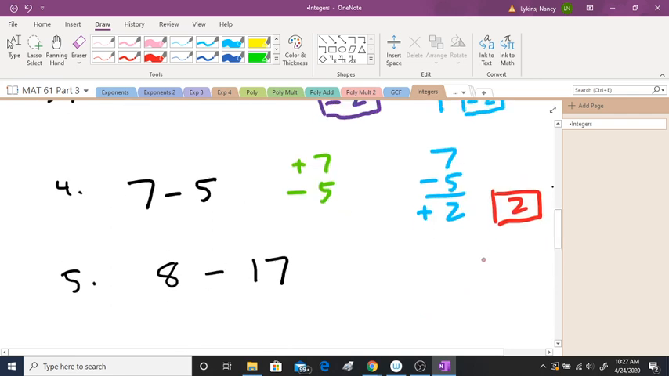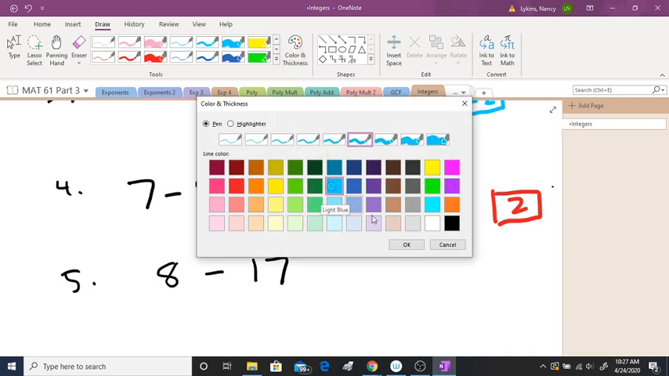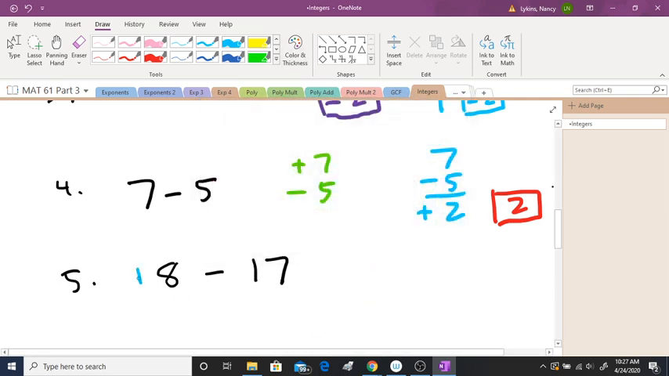Now, here is one that I have seen that causes us problems. But remember, 8 is positive. So think about this. If you owe me $17 and you pay me back 8, then if you subtract this, you still owe me $9.